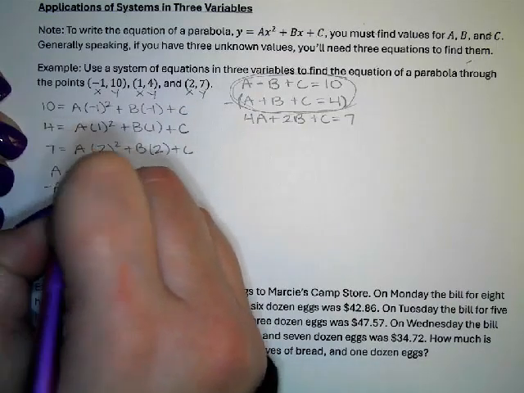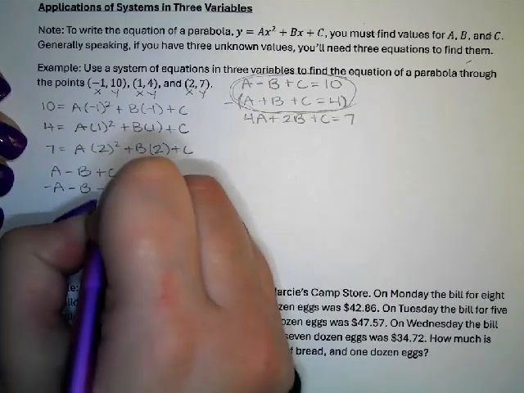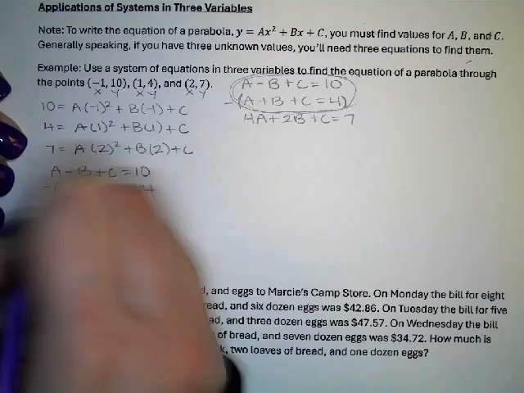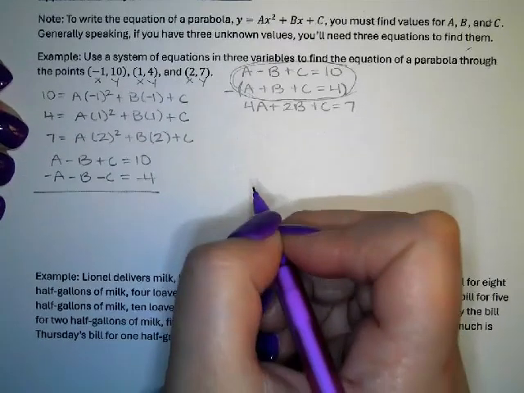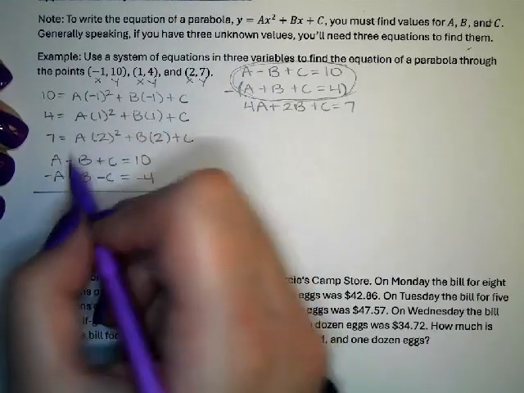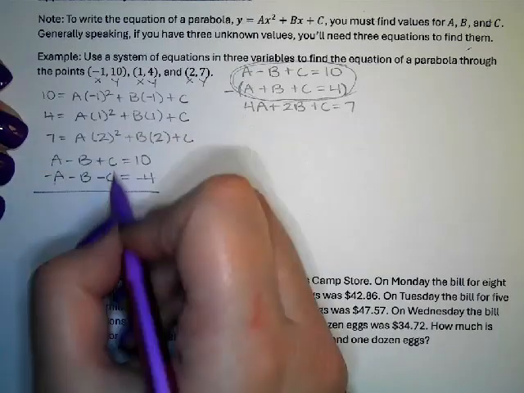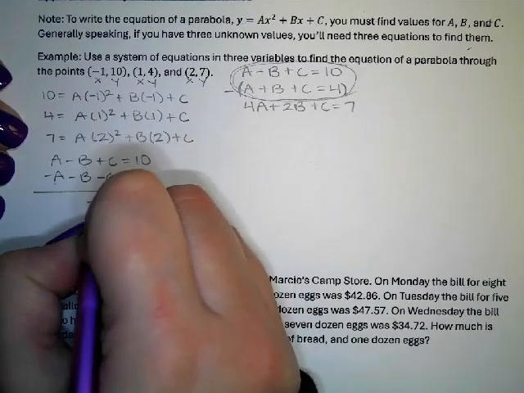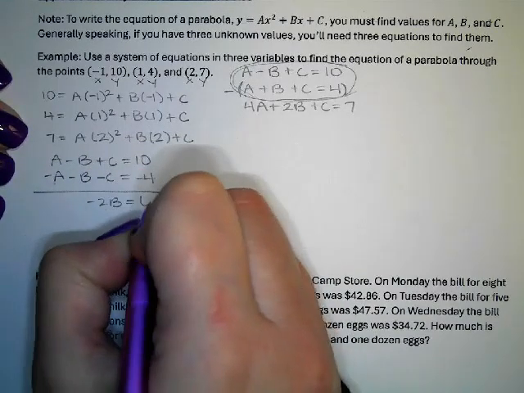And I'm going to luck out here because the a's are going to eliminate and the c's, and I get -2b equals 6. And so b is -3. So that was kind of a unique situation.